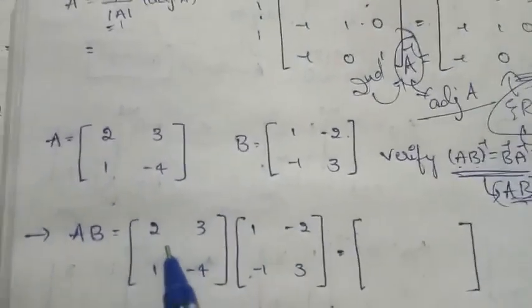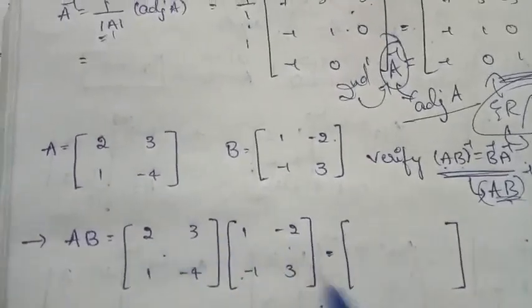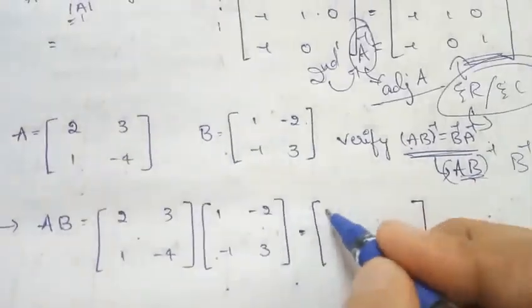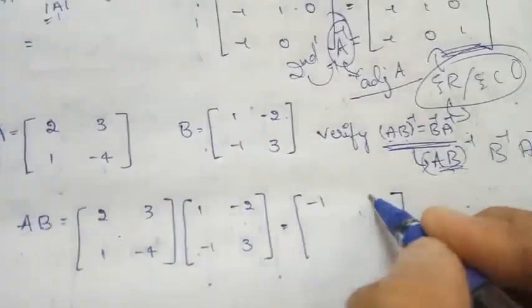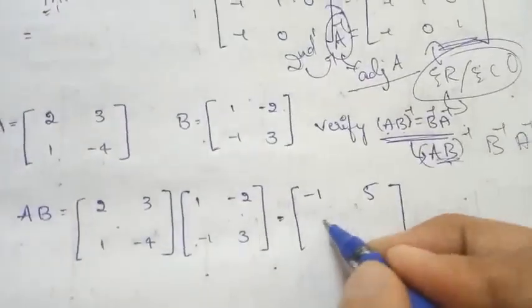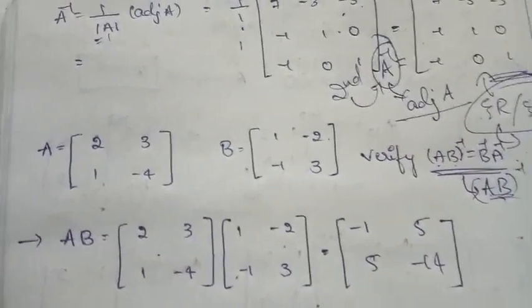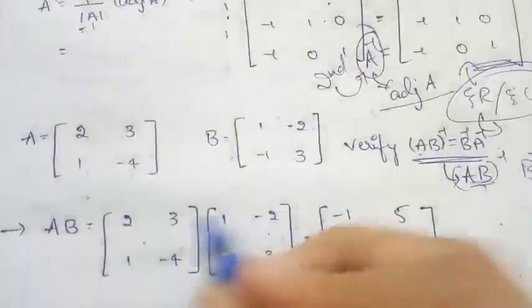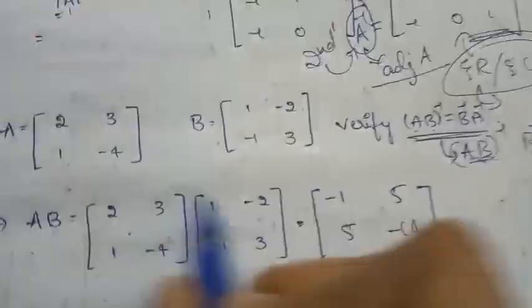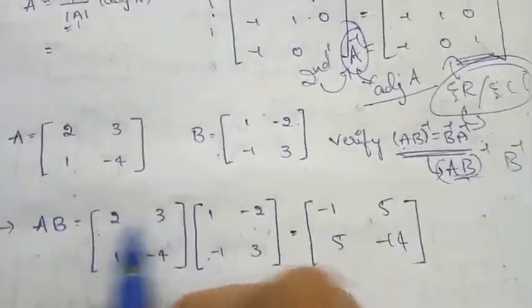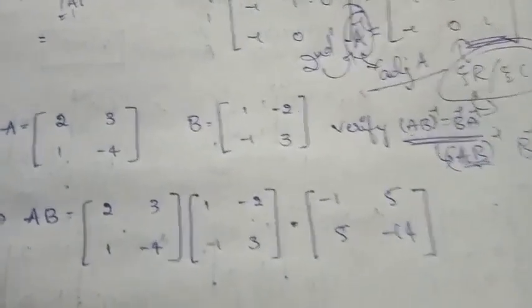Here they have given matrix A and matrix B. If I do the matrix multiplication, I get the matrix with entries 1, 5, 5 and minus 14. So this is the product of A and B. You can verify by multiplying matrix A and B yourself. You will get this matrix AB.